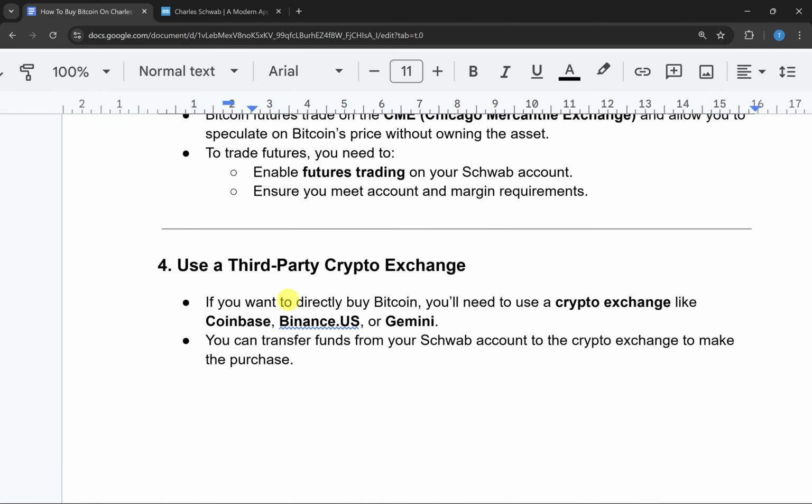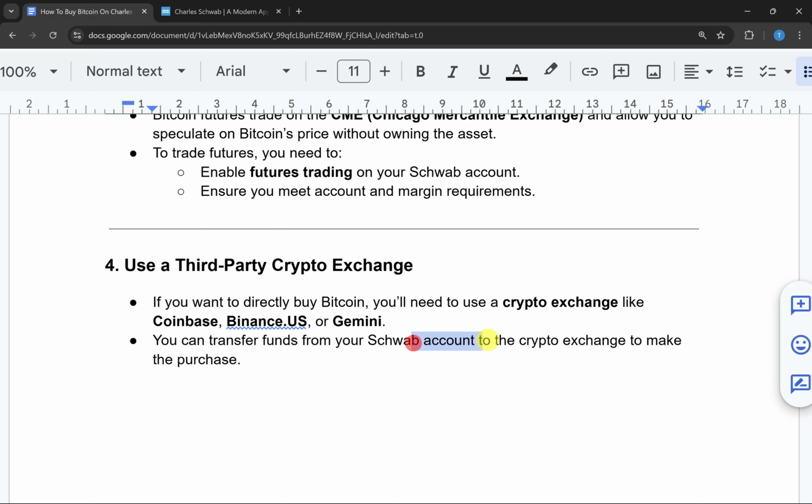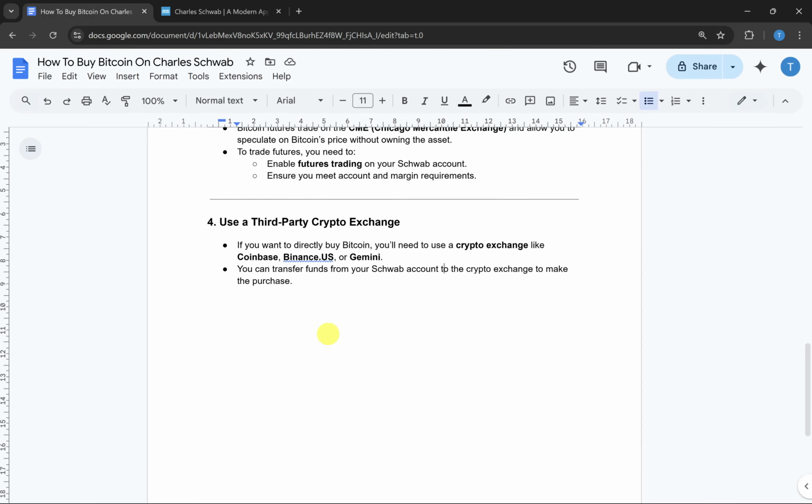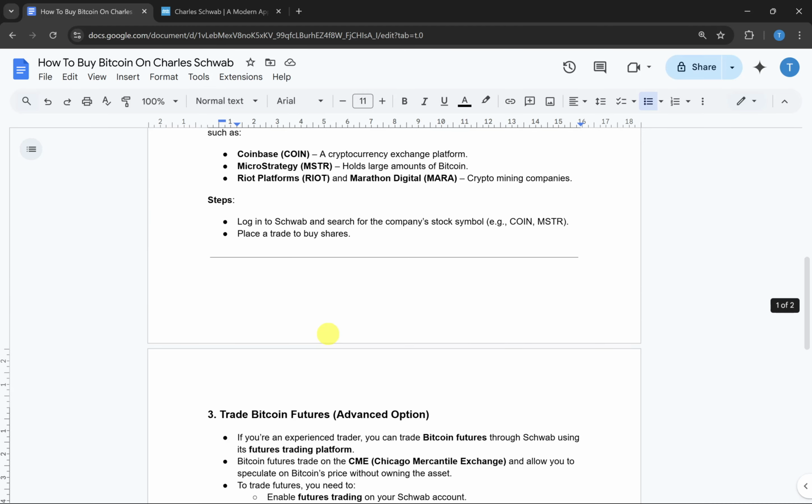Now the fourth thing you can do is use a third-party crypto exchange. If you want to directly buy Bitcoin, you need to use a crypto exchange like Coinbase, Binance, or Gemini. You can transfer funds from your Charles Schwab account to the crypto exchange to make the purchase. That is how you can buy Bitcoin with Charles Schwab.